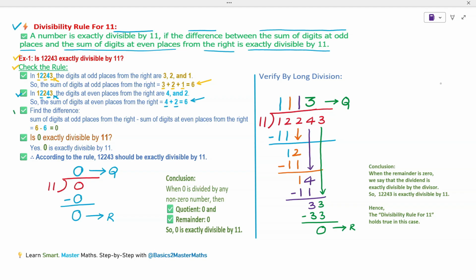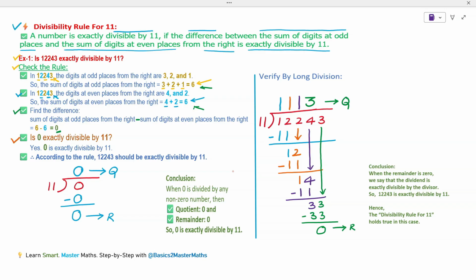Step 3. Find the difference between the sum of digits at odd places from the right and the sum of digits at even places from the right. This equals 6 minus 6 gives you 0 as the result.